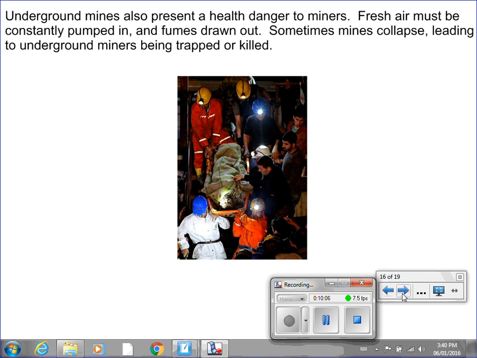Underground mines also present a health danger to miners. Fresh air must be constantly pumped in and fumes drawn out. Sometimes mines collapse, leading to underground miners being trapped or killed.